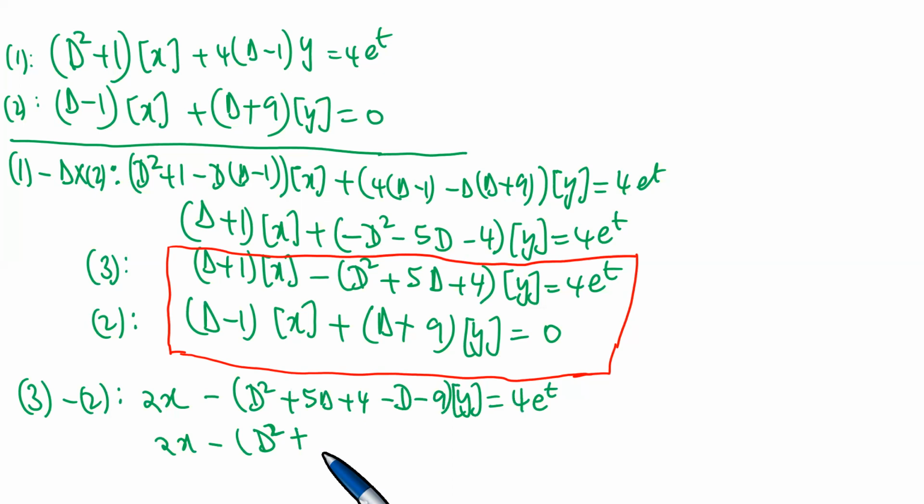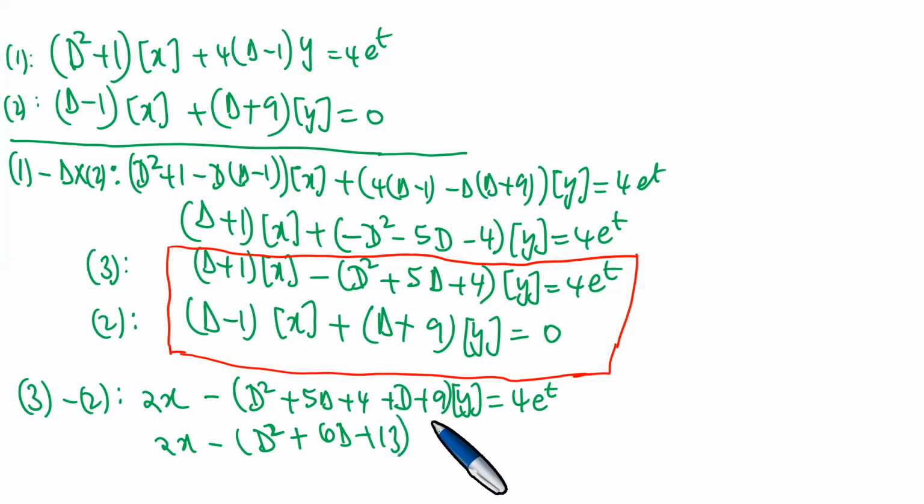Let me see. If you subtract these two, okay, there you are. This is minus, so you're saying 3 minus 2. Yeah, because this one already is a minus, and now you're going to have D plus 9. So 5D plus D becomes 6D, and 9 and 4 becomes 13.